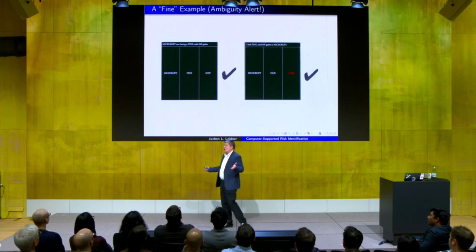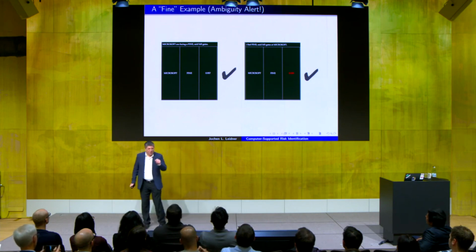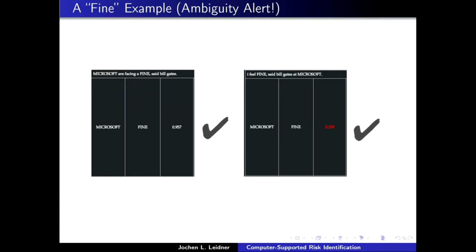Now, does this work at all? Beyond the numbers, do you believe this? So we tried something manually to trick our own system. "Microsoft are facing a fine," said Bill Gates. So Microsoft is the named entity, the company that may have some exposure. Fine is a regulatory enforcement action, and the SVM says 96% yes, this is risk exposure talked about here.